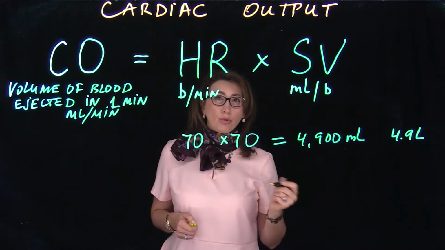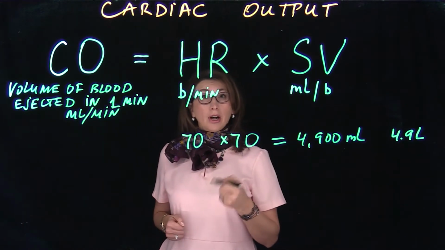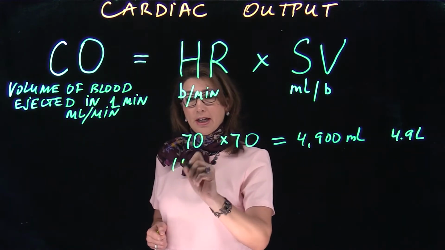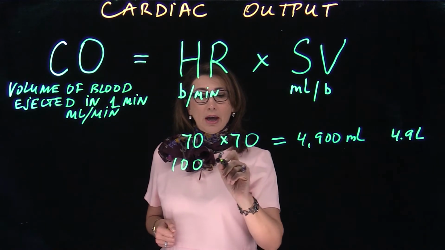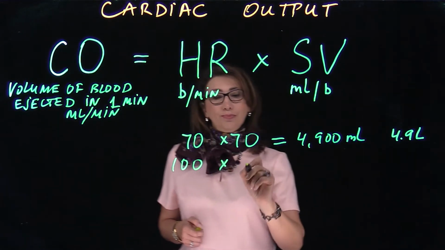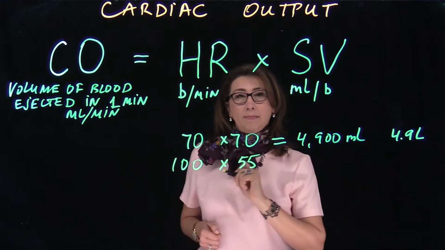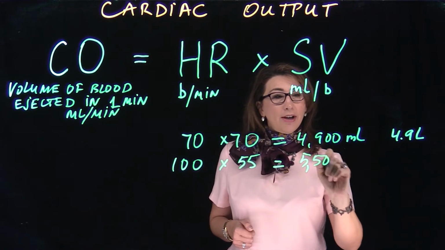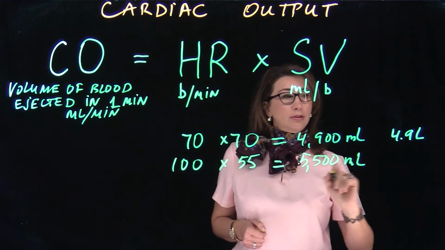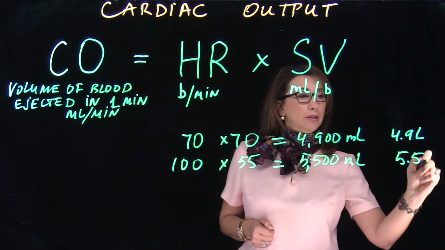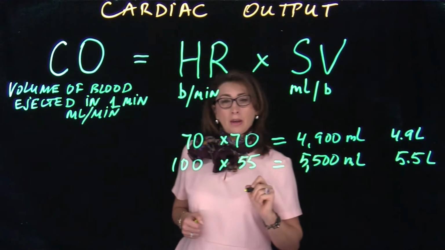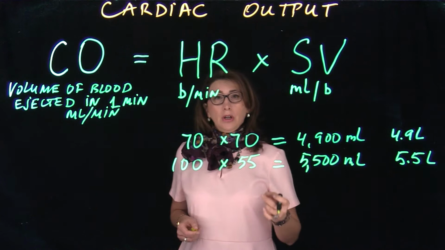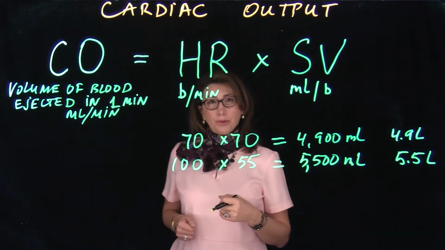Anytime heart rate and stroke volume change, cardiac output is going to change. So let's say if our heart rate is 100 beats per minute and our stroke volume is 55, then our cardiac output is going to be 5,500 milliliters, which is 5.5 liters. So if we have the values for heart rate and stroke volume, we can calculate cardiac output.